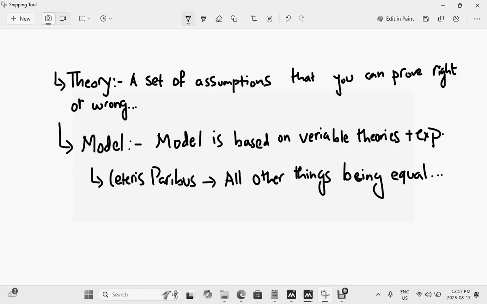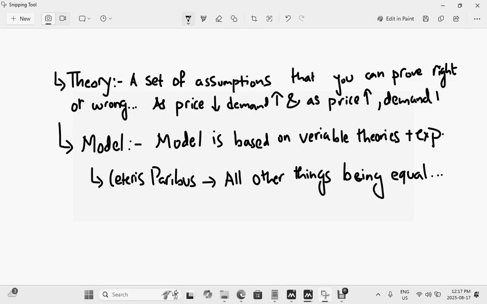Say for example, you have a theory that as price goes down, demand goes up, and as price goes up, demand goes down. If you have this theory, you can verify it, you can check whether it's right or wrong, based on the model itself. So a model can be used to test theories. So you can test the theory using a model.